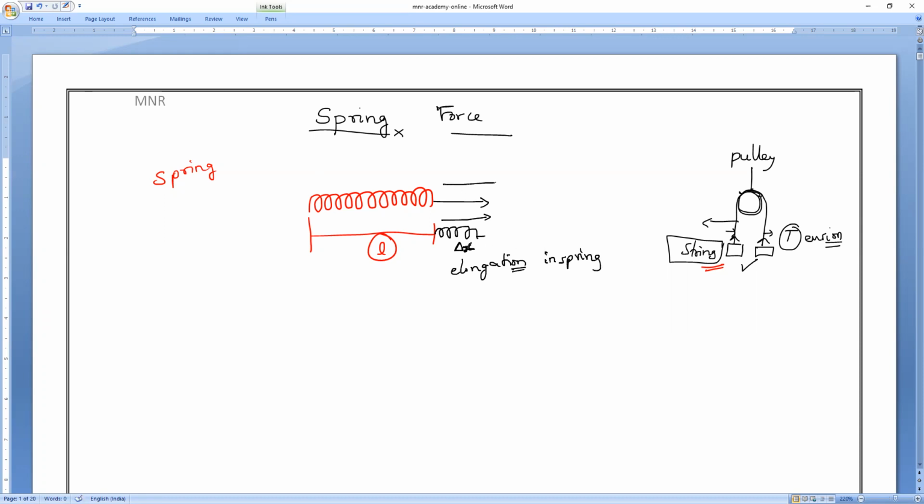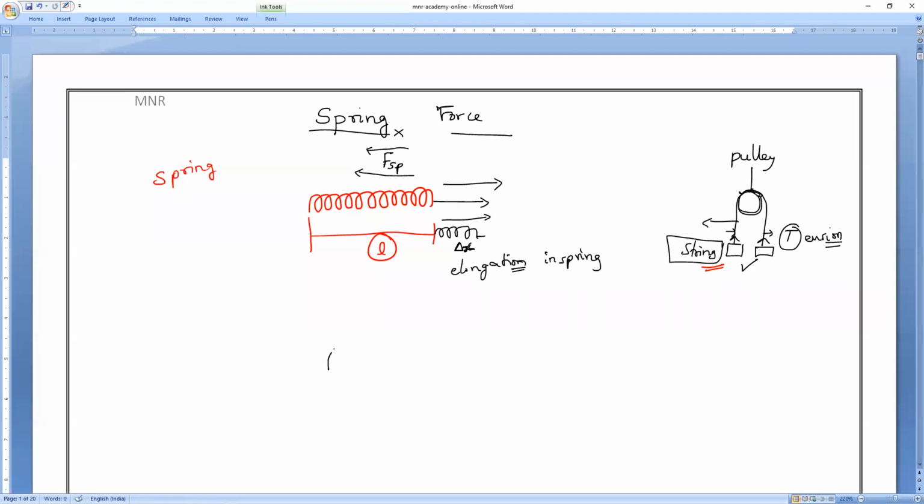If the displacement or the elongation is in this direction, then keep it in mind, the spring force will always act opposite to the direction of elongation or compression. Let us discuss. Now, the elongation is in this direction, so the spring force, F subscript SP, is acting in the backward direction. Do you all understand what I'm saying? So if the elongation is in this direction, the spring force will act in this direction.